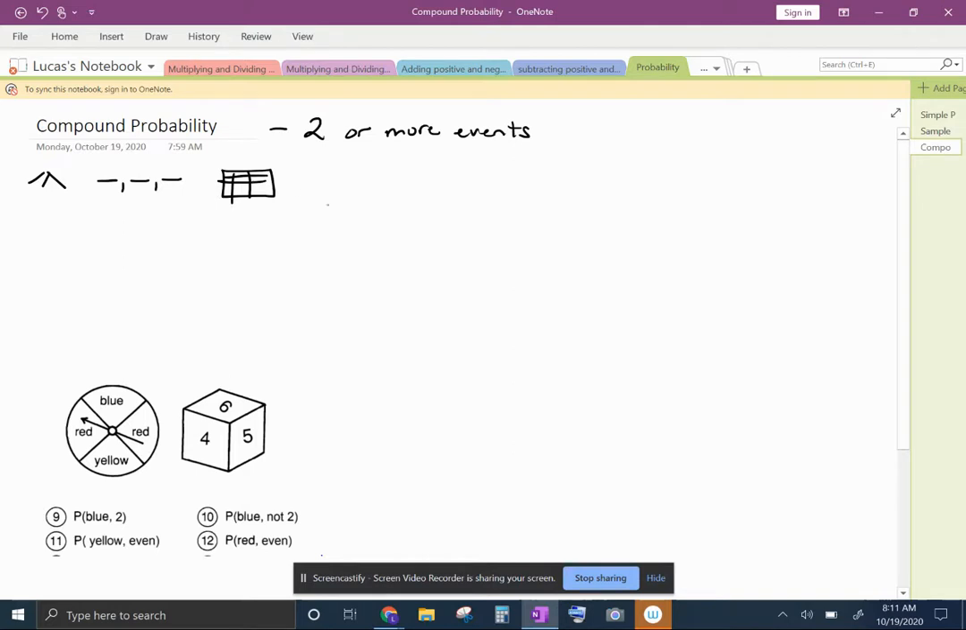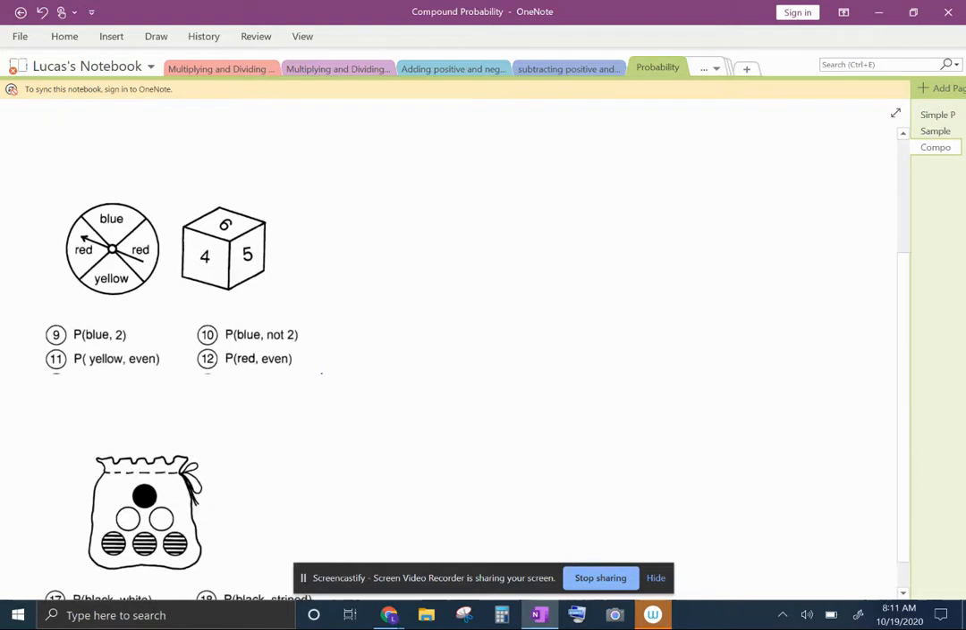And if you remember, the product of the sample spaces of each event represents the total possible outcomes. And so that's going to help us whenever we're trying to find the probability of compound events, which means two or more events. So let's look at it down here and see what I'm talking about.